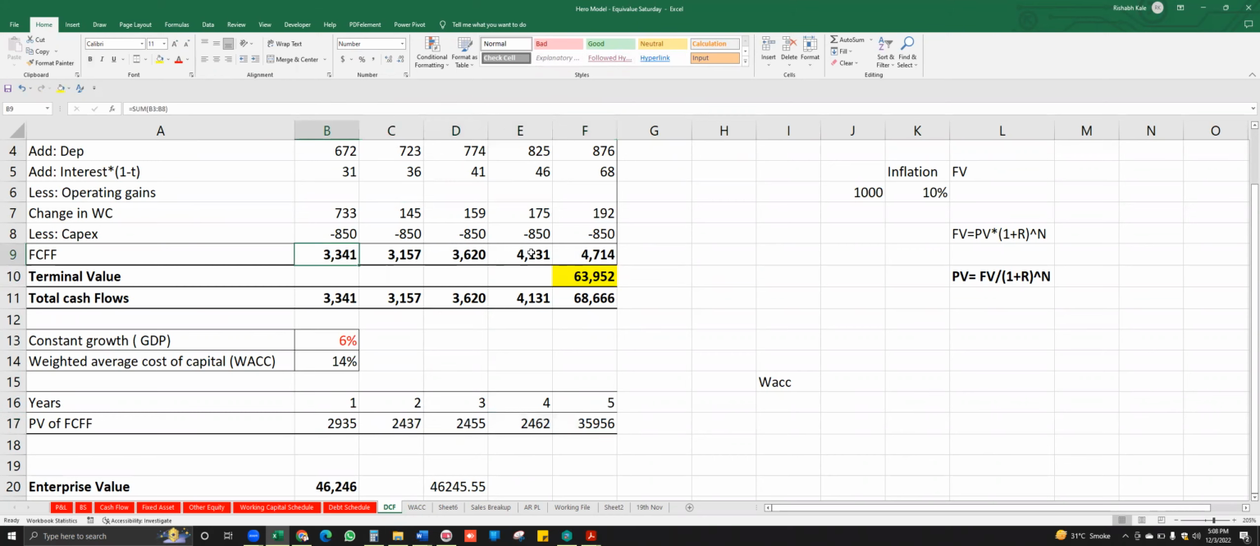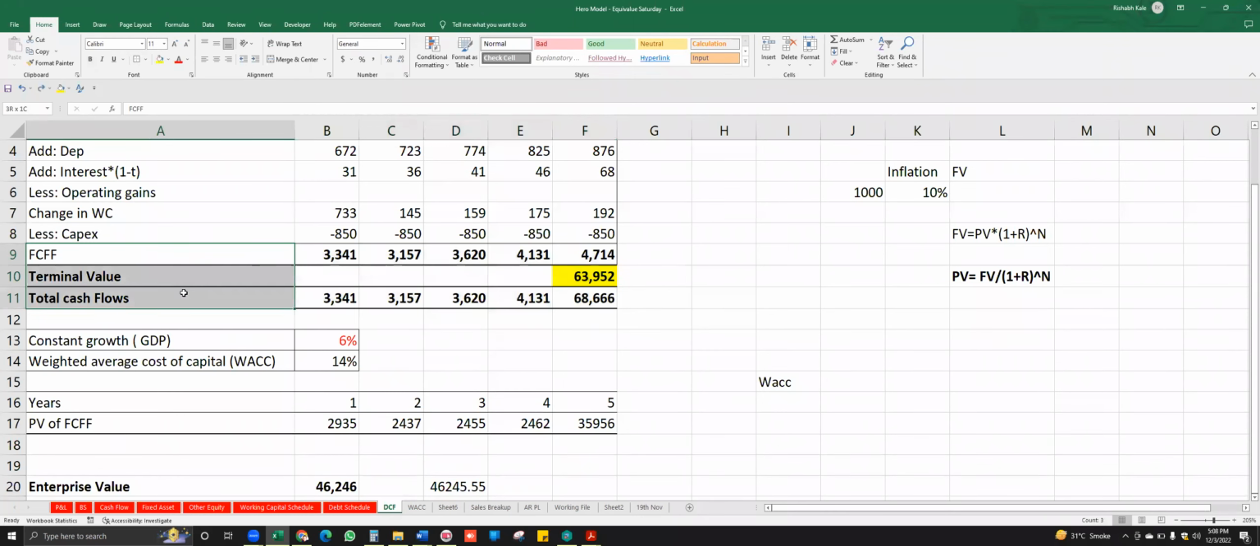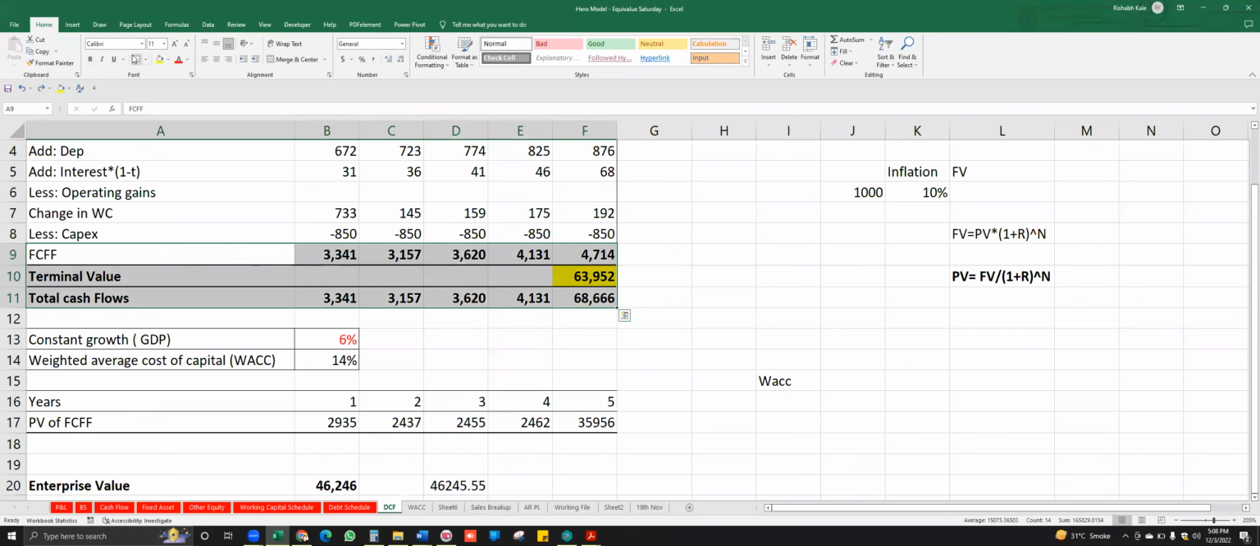What you have to do is take the cash flows and then just discount them. Over here, just remember the last cash flow will also include the terminal value. So try doing this. We will meet next Saturday, and that way we'll talk about cost of equity and other methods of valuation.